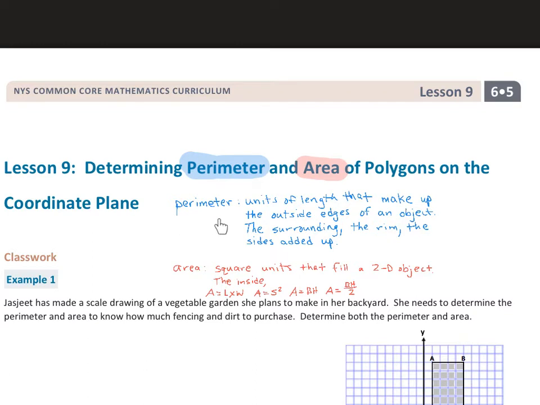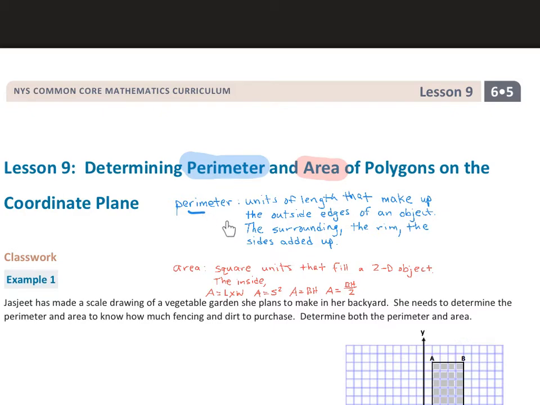All right, so perimeter, right? You see the word rim in there. So if we were to just underline R-I-M, rim, and think of a rim or a basketball rim, you think of the outside of an object, the surrounding space. I've written a lot into my definition, trying to make it as 6th grade kid-friendly as possible. It's units of length. So it's just an amount of length, an amount of distance that makes up the outside edges or sides added up of an object. So it's the surrounding, it's the rim, it's the sides added up.